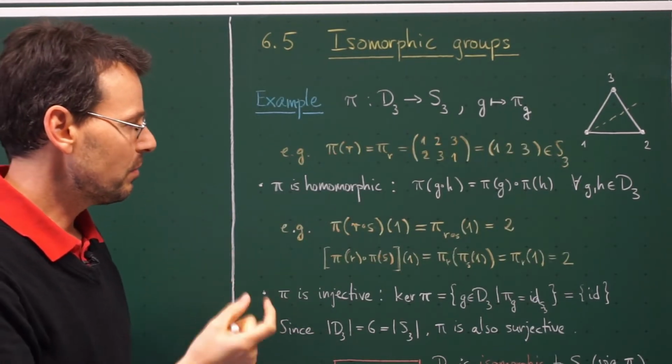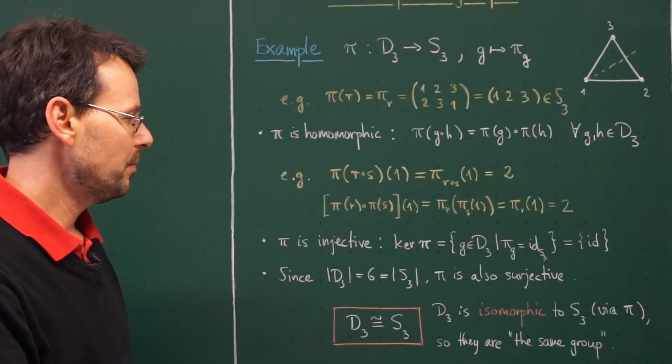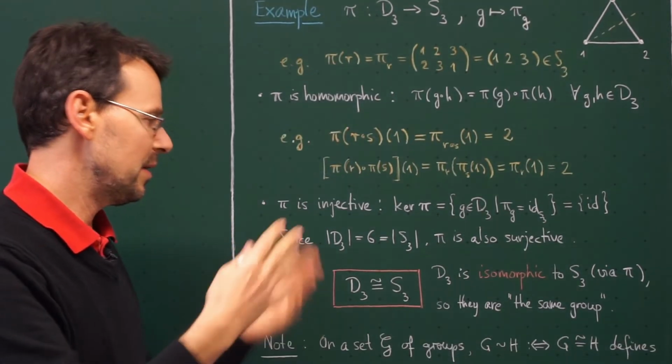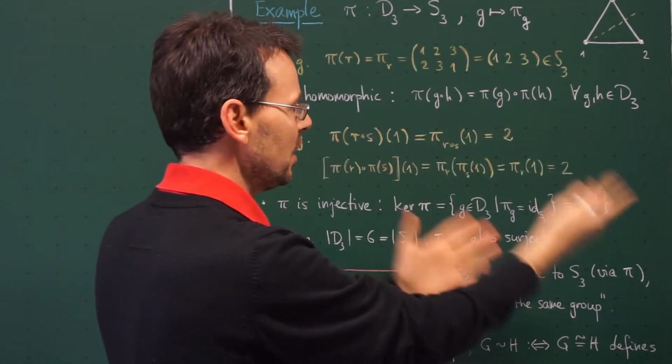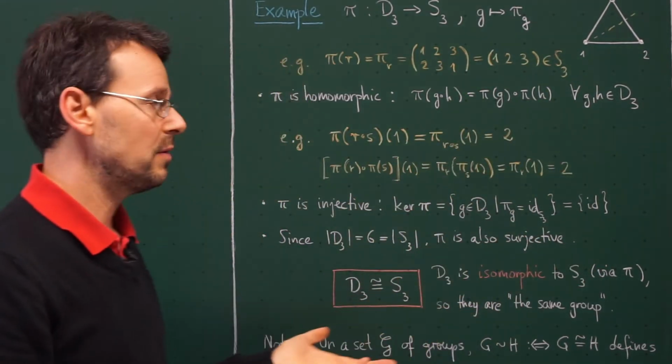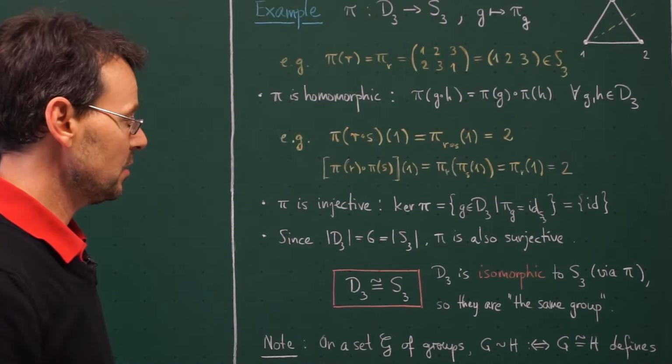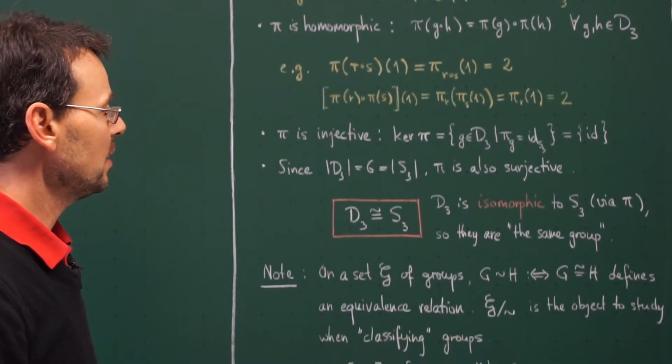So isomorphic groups are the same, except that their elements might look different. But the group operation is the same. They have the same group table in the finite case, and of course there's a one-to-one correspondence between the elements.